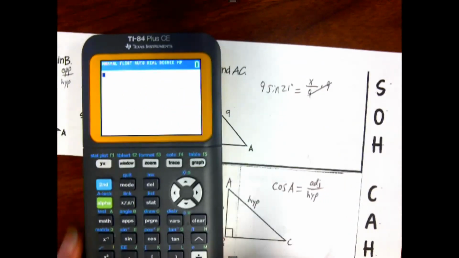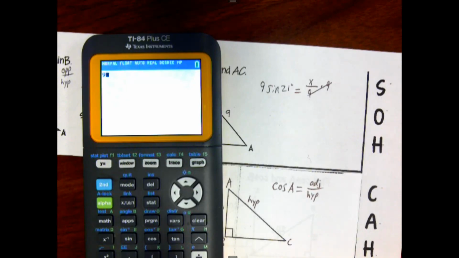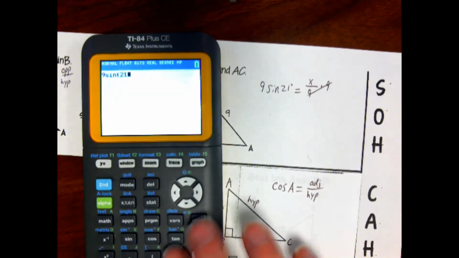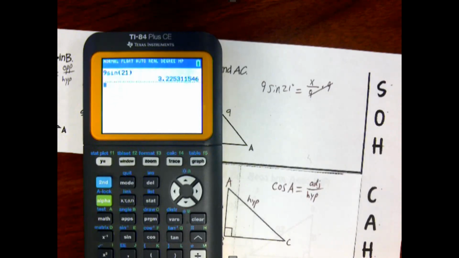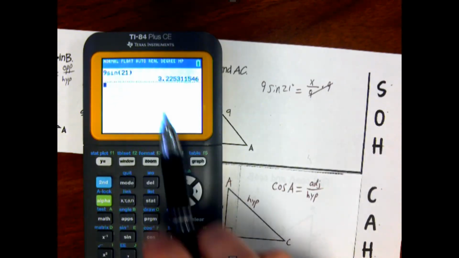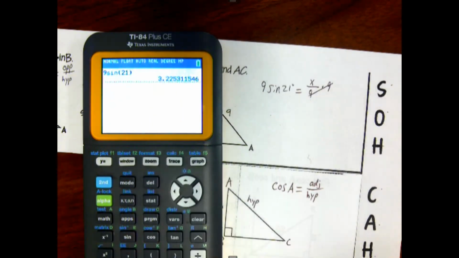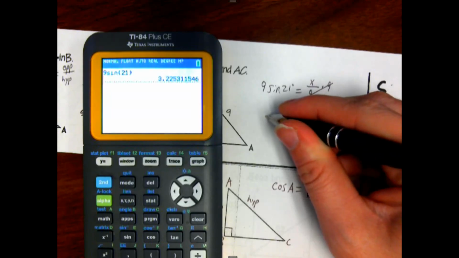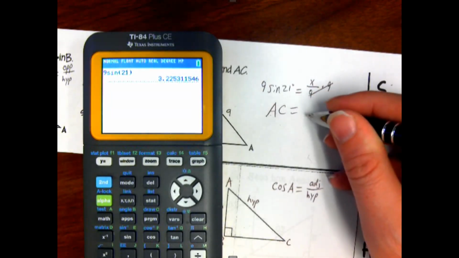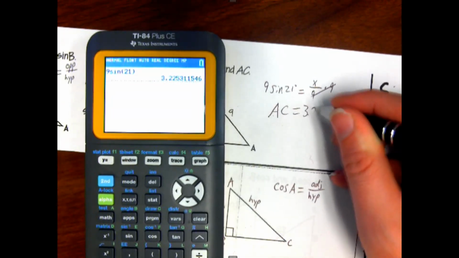So in my calculator, I'm going to type 9, and then sine, which is right here. Got sine, cosine, and tangent all in a row. Sine of 21. And it's going to tell me that my answer is 3.225. I'm going to round to the nearest 2 decimal places, so 3.23. So AC equals 3.23.